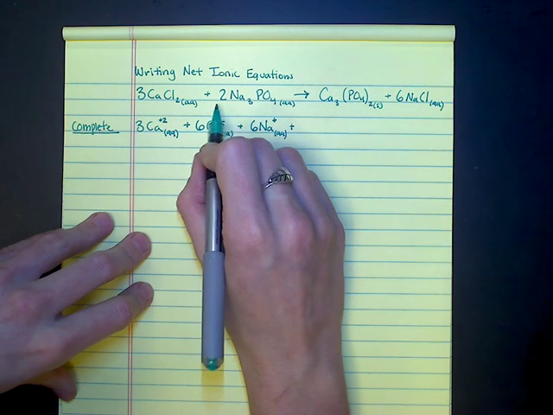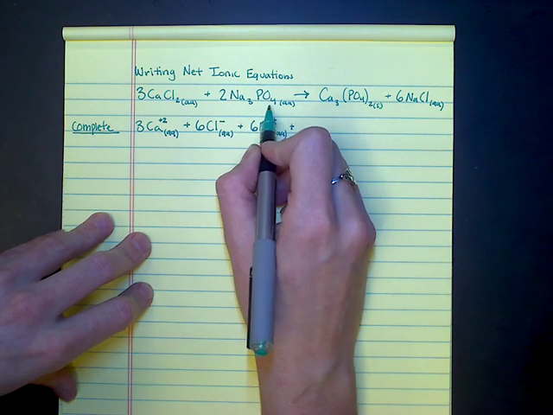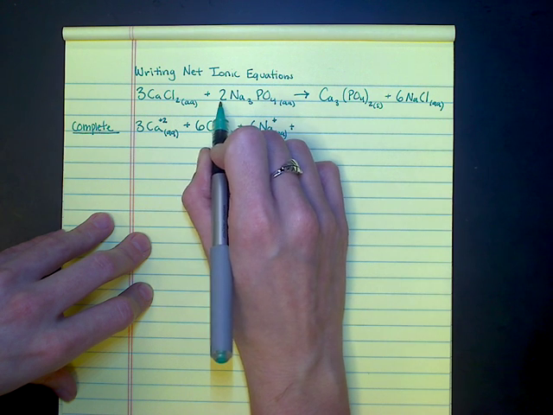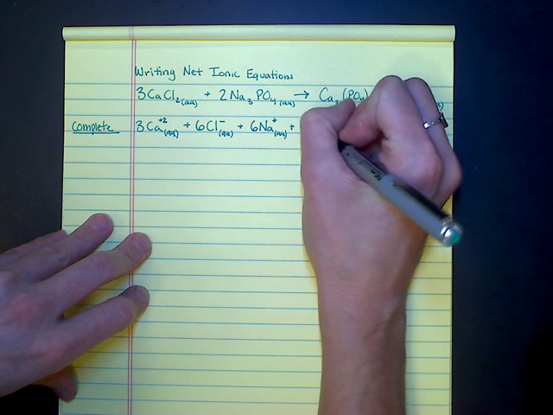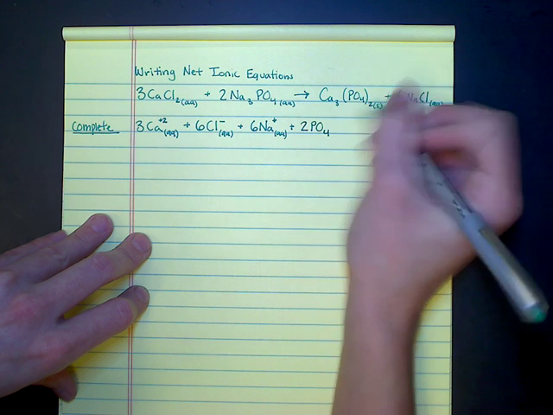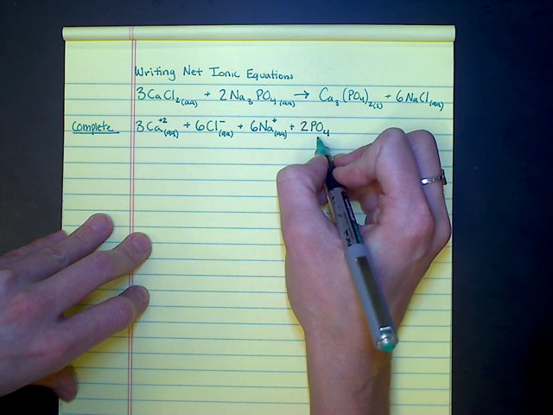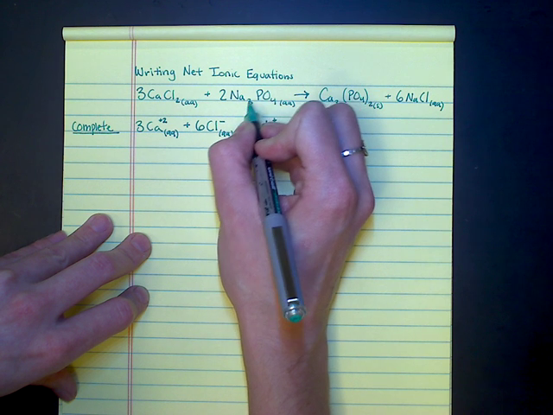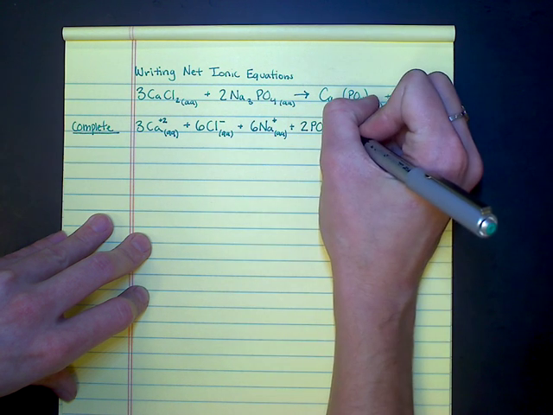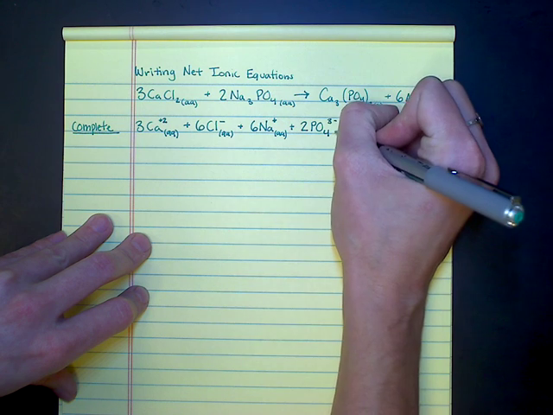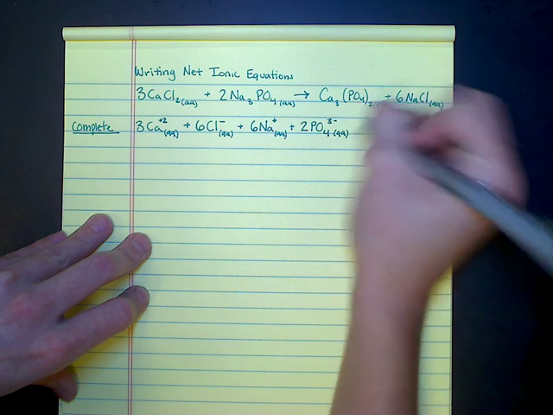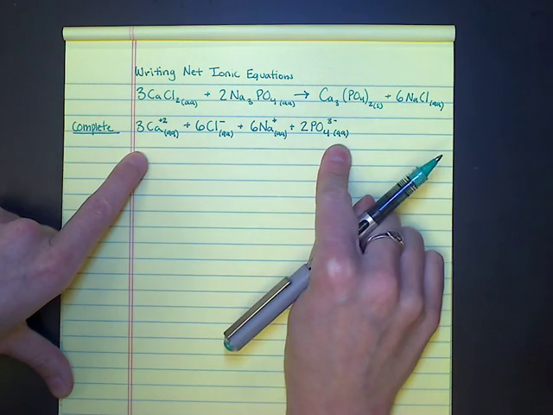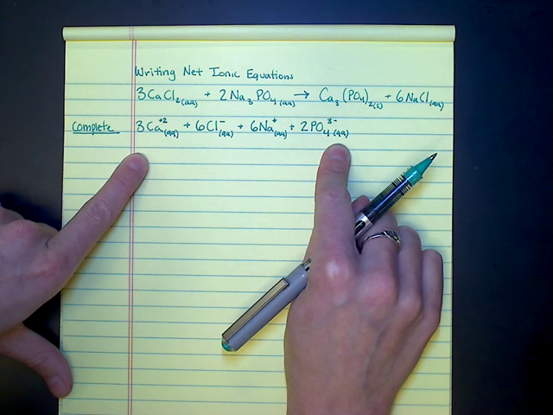Alright, so now PO4s. In terms of PO4, we have 2 of these molecules, which means we have 2 PO4s. And if you don't know what the formula is for phosphate, for PO4, take a look at this 3. It cross-charged down, so that means that phosphate has to have a -3 charge, and again, this guy is going to be aqueous. Okay? So that's all of our reactants separated into their ions.